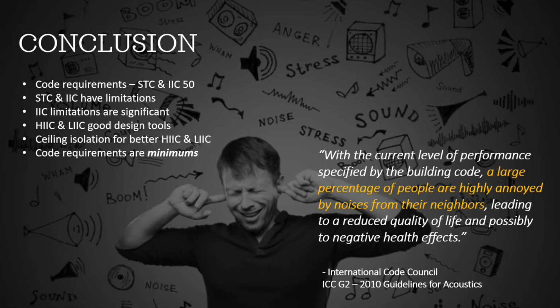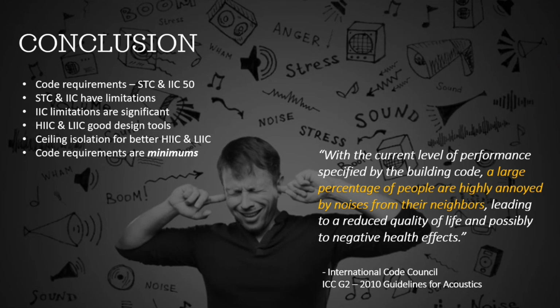STC and IIC ratings have their limitations, and sometimes those limitations can be significant, especially with IIC ratings. And in large part, the exclusion of those lower frequencies that really better indicate the thumps and thuds that are often the most annoying and obtrusive sounds. HIIC and LIIC address some of those, and they can be good design tools when we're trying to select assemblies that perform well so we can make quieter spaces. Ceiling isolation can improve both your HIIC and your LIIC ratings.